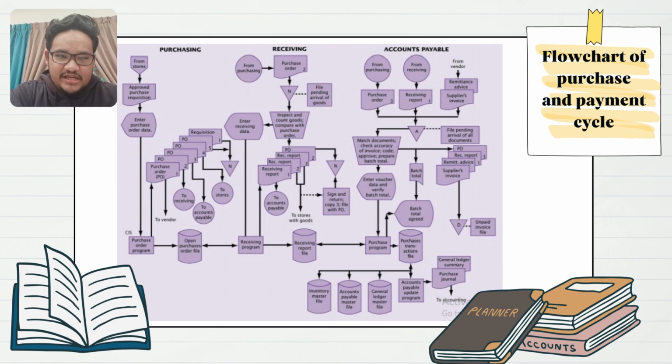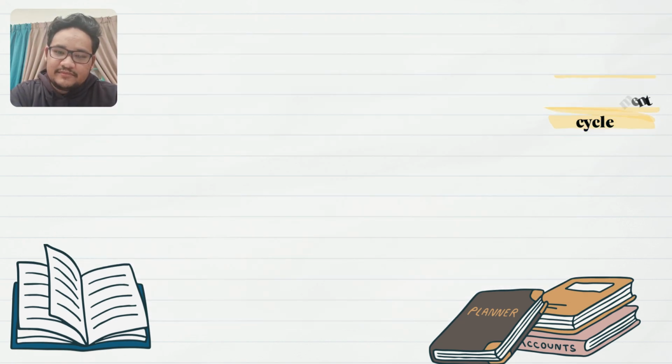And the last department is the account payable department, which holds a purchase order from the purchasing department and a receiving report from the receiving department, as well as the supplier's invoice and remittance advice obtained from the vendor, before pending arrival of all documents. After that, they will check the accuracy of the invoice, code, approve it, and prepare the batch total before entering voucher data and verifying the batch total. The purchase program is run before the batch total agreement, and once the batch total agrees, the purchase transaction file is done.